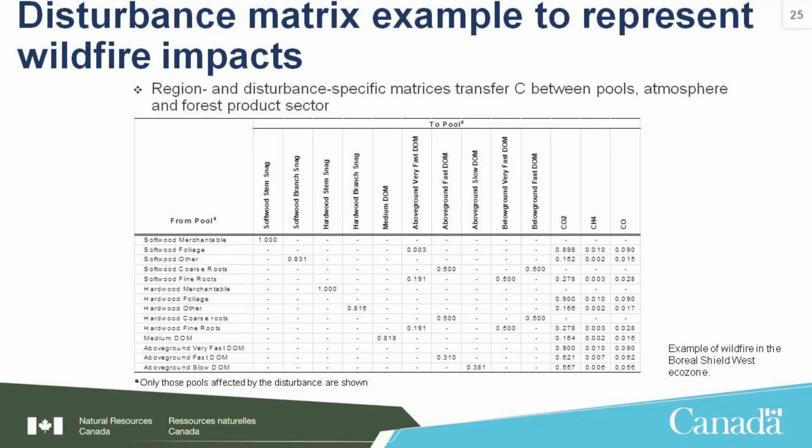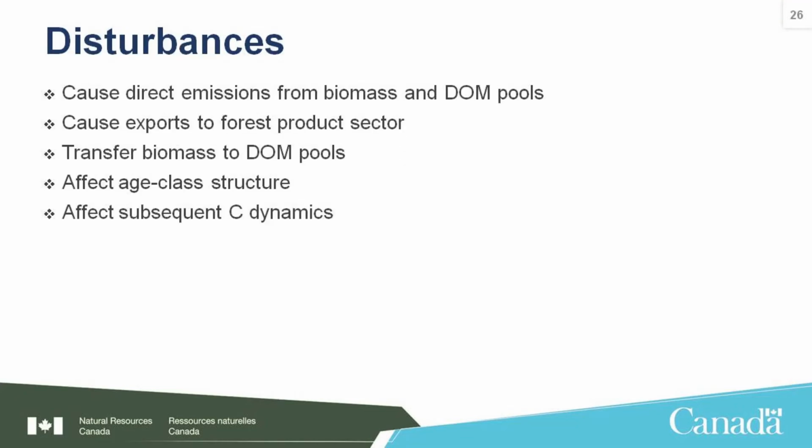For example, in this wildfire matrix, 100% of the softwood merchantable carbon is killed and transferred to the softwood stem snag pool. The carbon in the softwood foliage pool, on the other hand, transfers some carbon to the above ground very fast pool, while the rest is combusted and emitted as carbon dioxide, methane, and carbon monoxide. So, disturbances can cause direct emissions from biomass and DOM to the atmosphere.